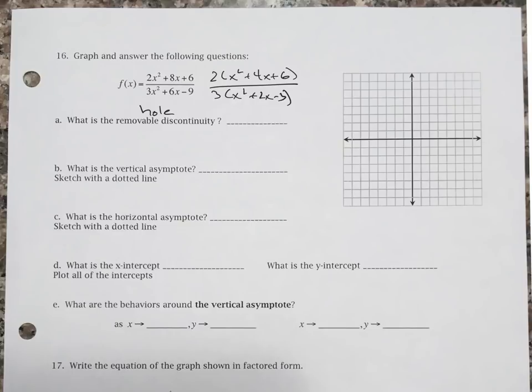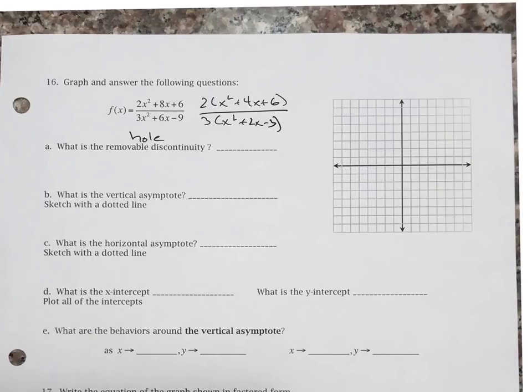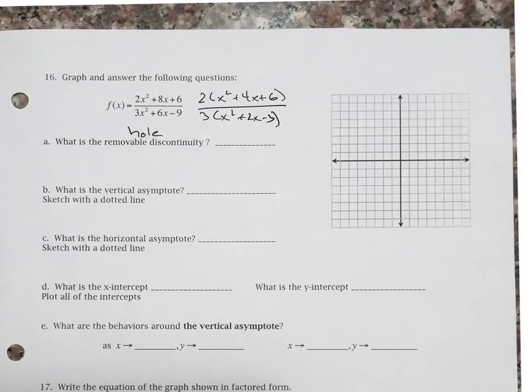I'm going to factor this again. I'm trying to keep all this on the screen here. So this is going to factor into 2 times, that helps if you divide, I guess. That's a 3. X plus 3 times x plus 1. And the denominator is 3 times x plus 3 times x minus 1. So there's our removable discontinuity, which you need to get rid of. It does have a hole at x equals negative 3.